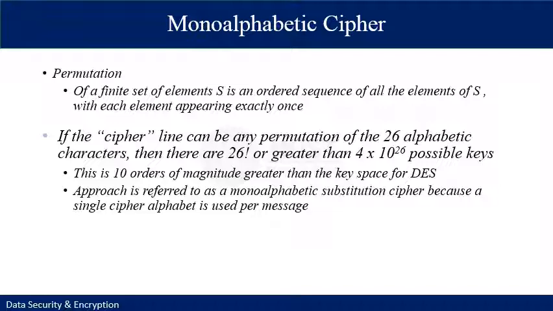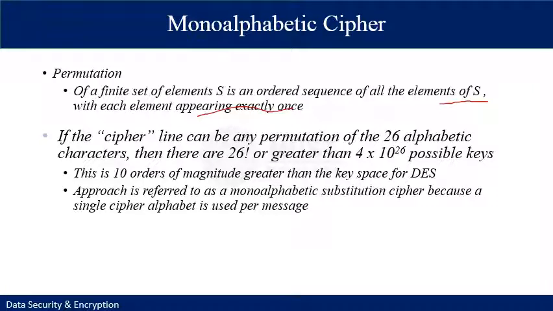As we have discussed, with only 25 possible keys, the Caesar cipher is not very secure. A dramatic increase in the key space can be achieved by allowing arbitrary substitution. Before proceeding, we define another algorithm called the monoalphabetic cipher, which works with the use of permutation. You must be familiar with the term permutation. A permutation of a finite set of elements S is an ordered sequence of all the elements of S, with each element appearing exactly once.